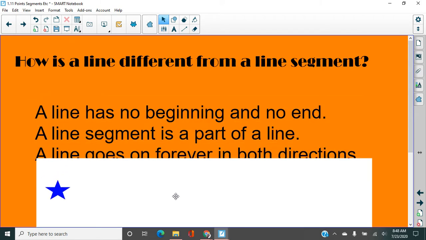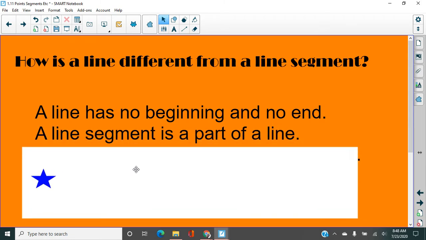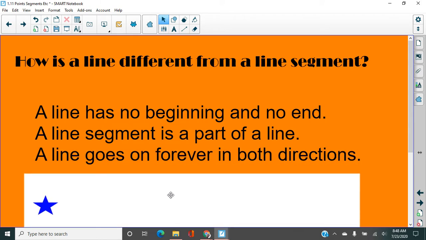A line has no beginning and no end, right? A segment is just a piece. It has a beginning and an end, but a line does not. A line segment is part of a line or a piece of a line. A line goes on forever in both directions, but a segment does not.